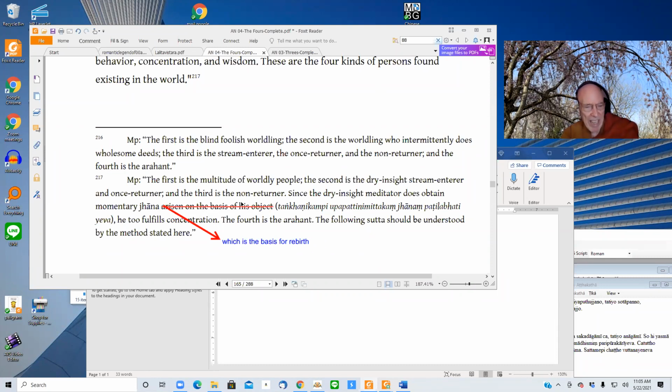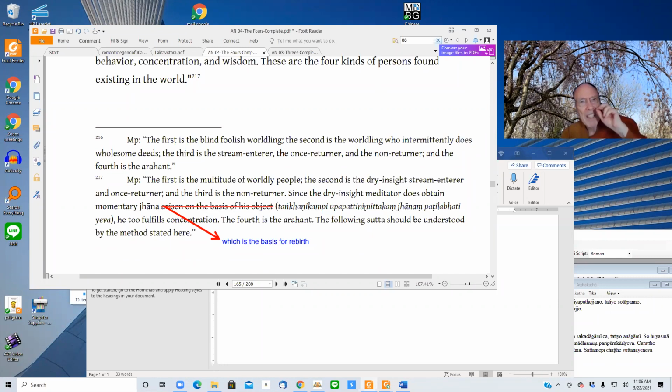It's a rather puzzling expression, and I actually mistranslated it in the published version of the Numerical Discourses. I said he obtains momentary concentration arisen on the basis of his object, or momentary jhana arisen on the basis of his object. But the Pali has tankanika upapatti nimittakam jhanam patilabhati. So patilabhati is obtains, jhana of course is jhana, and tankanika means at that moment. And then the expression upapatti nimittikam, nimittika here is a basis, serving as a basis for, and upapatti actually means rebirth.